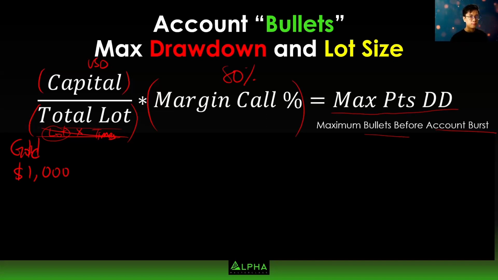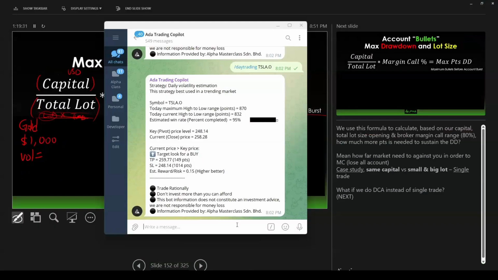Okay, $1,000. Then we have to know about gold market daily volatility. How to know this? Now go to Telegram. There is a section called ADA Copilot. You guys can do it together with me. In Telegram, you type /day trading and then XAU, gold. Alright, day trading gold.